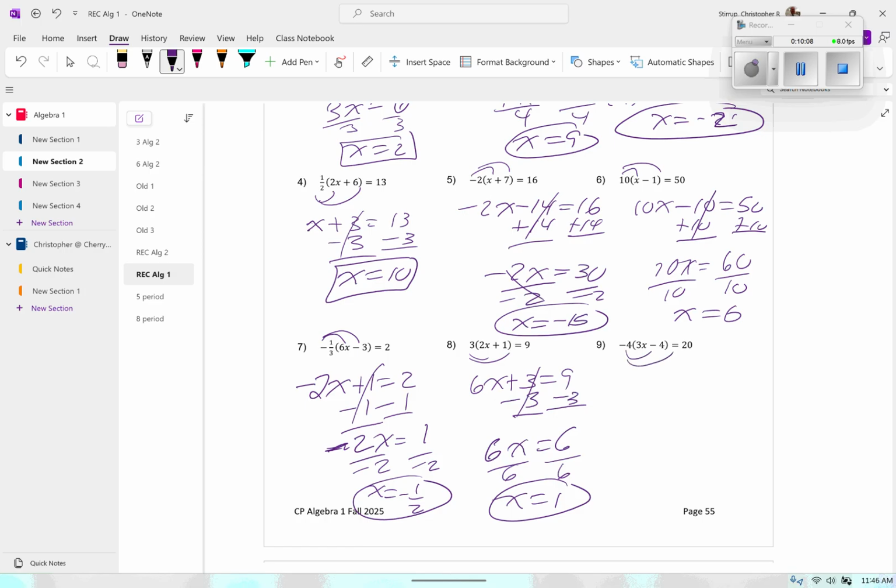Distribute 4 over the parentheses. So that's negative 12 plus 16 equals 20. Subtract 16. So I'm going to get negative 12x is equal to 4. Divide each side by negative 12. Reduce the fraction as well. 4 goes into both. So negative 1/3.